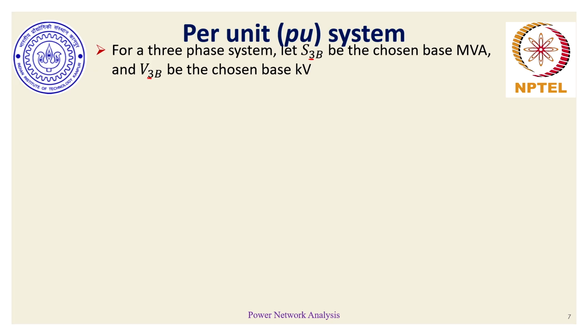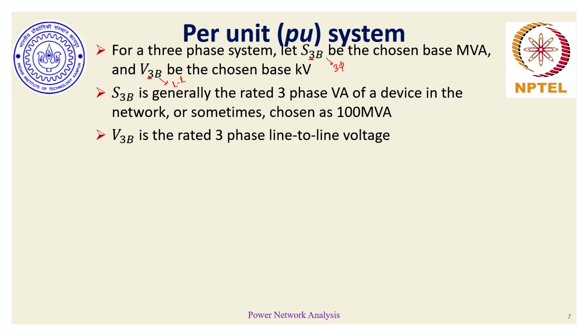So, unlike single phase systems where the base power was single phase power and voltage was single phase voltage, here S3B is typically the three phase power and V3B is going to be some line voltage. With that in mind, for typical power networks, it's often convenient to choose 100 MVA as the base, typically for transmission systems. For distribution systems, the same base power could be a few hundred kVA or an according quantity.